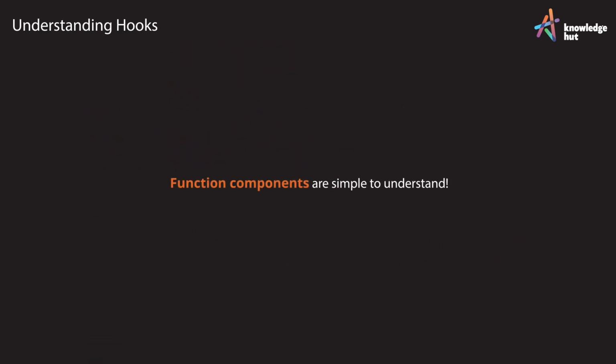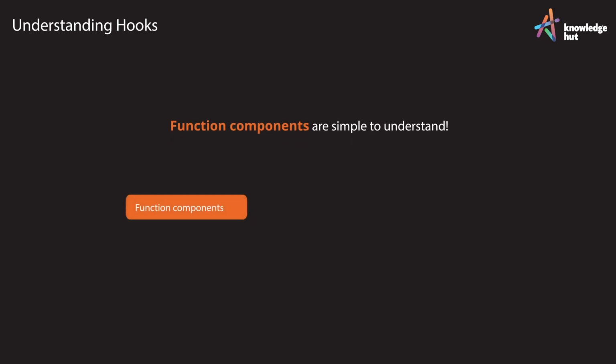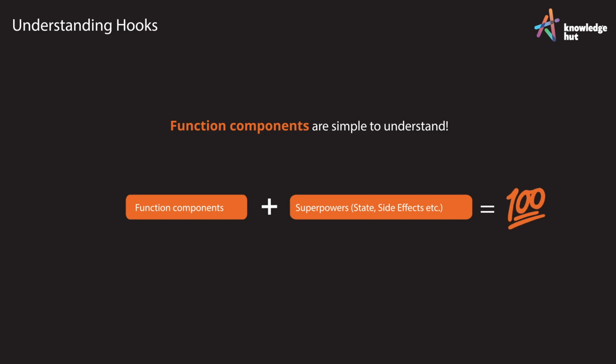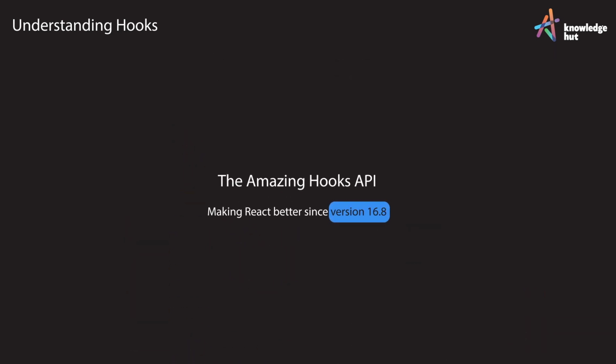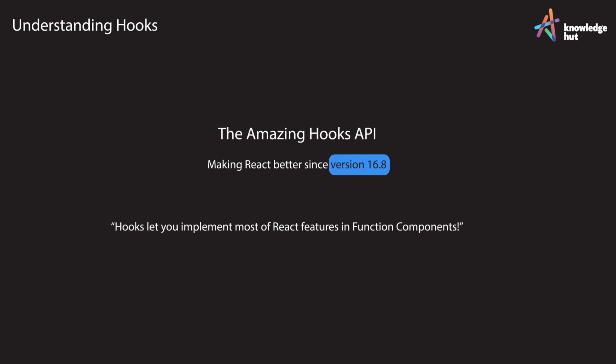We cannot argue with the fact that function components feel better overall because they're simple to understand. So the question that comes to mind is, if you're going to invest time in building cleaner and more readable function components, then shouldn't function components be able to work with state and other advanced features that typically class components enjoy? This is one of the reasons why the React team introduced the amazing Hooks API in version 16.8. In the simplest of words, hooks let you implement most of React features in function components.